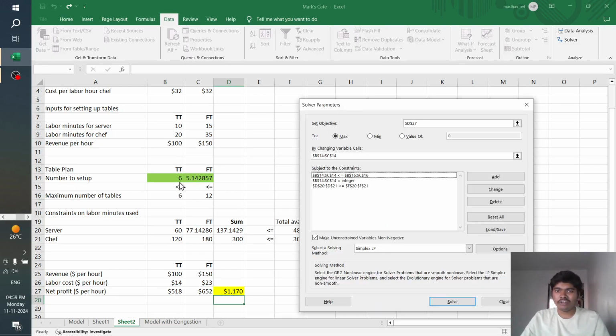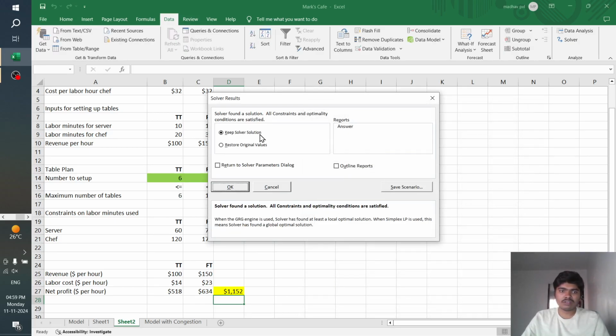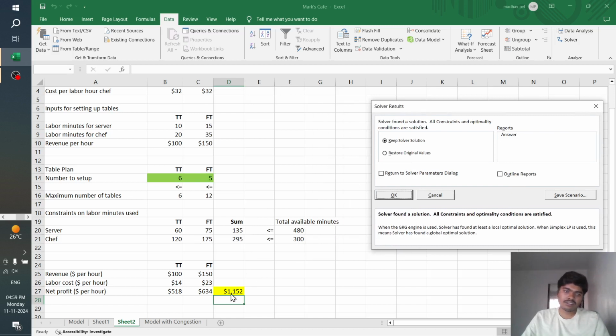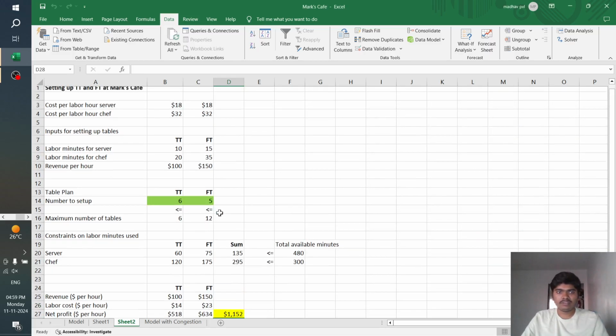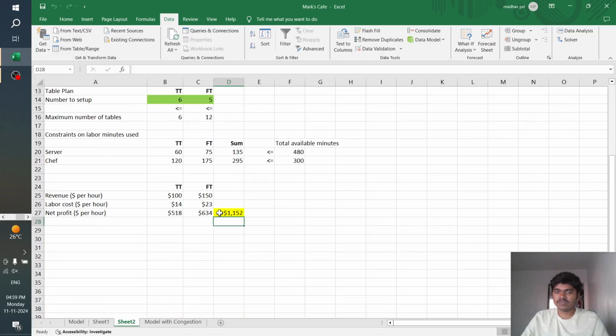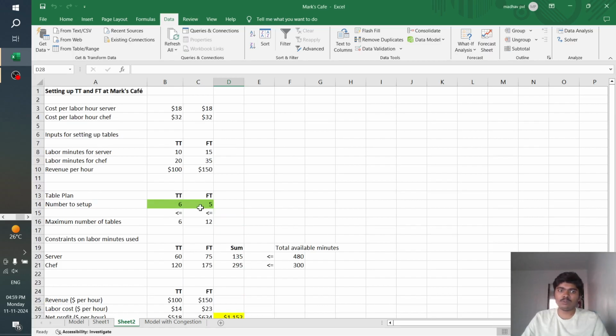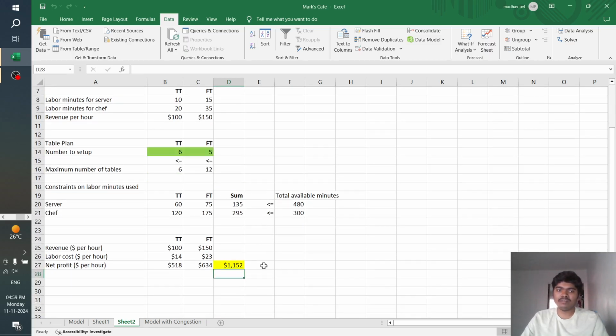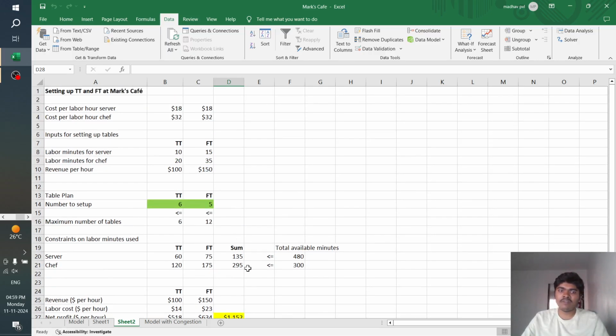The one thing we need to remember is if we make these things integers, I think this will automatically get converted. So let's click on Solve. And yes, here we can see this is the maximum profit which we can gain with the help of this given data. And I think this makes sense now, because we can keep six two-member tables and five four-member tables. These are the total available hours, and it's satisfying every constraint which we have now. And yeah, so that's the thing, and thank you for watching.